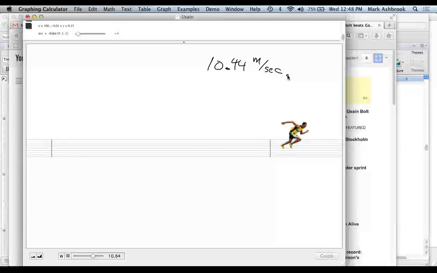Okay, so that's the magic word right there. This is a constant speed, right? So we'll go back to that question. What constant speed is it? What constant speed is 10.44 if it represents his race?